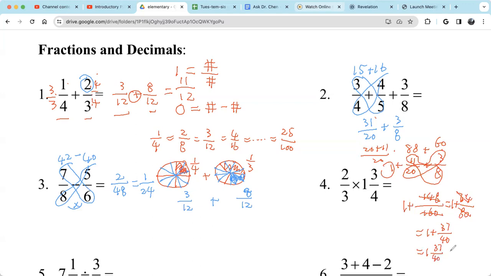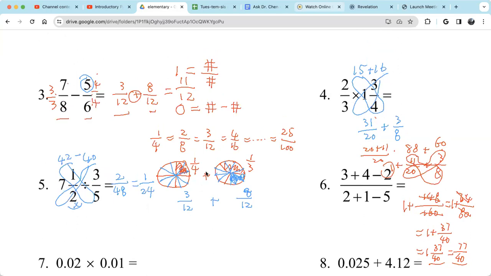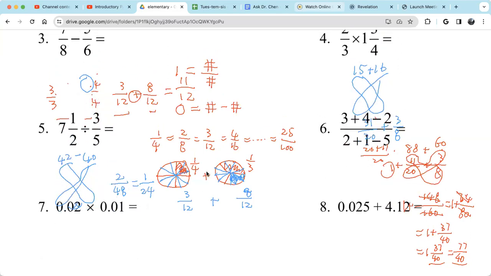So that's the mixed fraction. Or if we want to write it as an improper fraction, we can change this 1 to be 40/40. 40 plus 37 is 77/40. Okay, either one is fine. Okay, so that's those 4 questions. Let's keep going. I have 2 more. Let me erase all this.